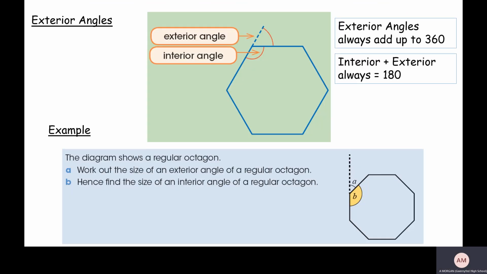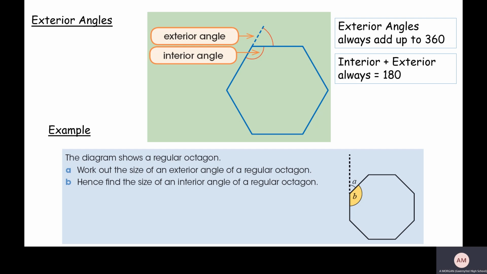So exterior angles are shown on the diagram there. You've got your interior angles, which are on the inside. And if you carry the line on, you've got an exterior angle on the outside, because exterior means outside. And there's two rules with exterior angles. The interior and the exterior add to 180. I showed you that in the table, because 180 take away your interior, you get your exterior.